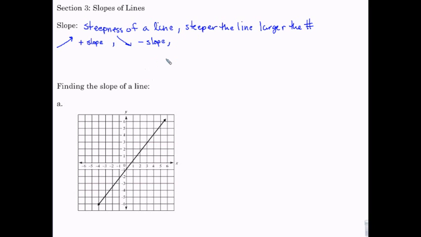And slope is represented in a couple of ways. You can have rise over run. You can have the change in y over the change in x. And in math, this symbol means change. It's a delta, Greek letter. I know it looks like a triangle, but it's not a triangle. It's a Greek letter delta.